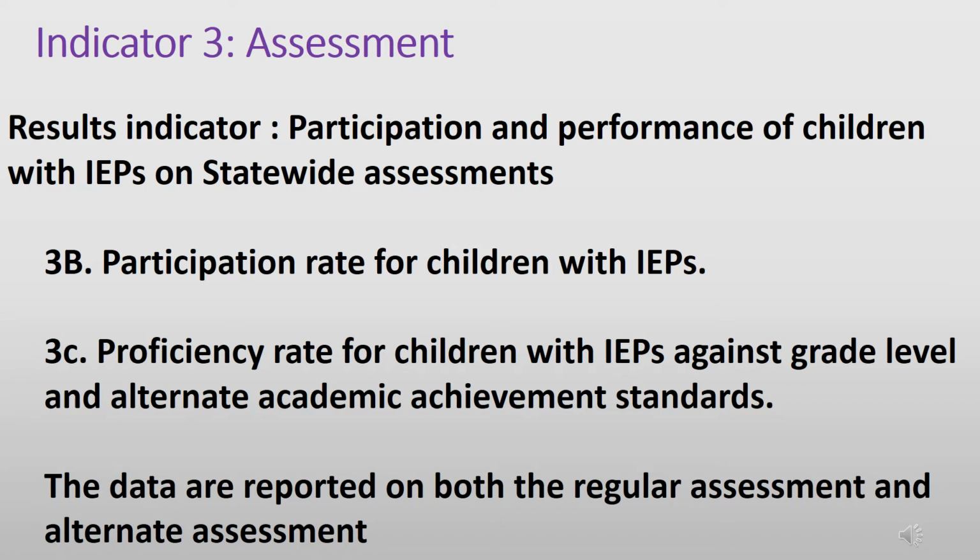Indicator 3, Assessment. Indicator 3 is a results indicator which examines participation and performance of children with IEPs on statewide assessments. Section 3B is the participation rate for children with IEPs, and Section 3C is the proficiency rate for children with IEPs against grade level and alternate academic achievement standards. The data are reported on both the regular assessment and the alternate assessment.